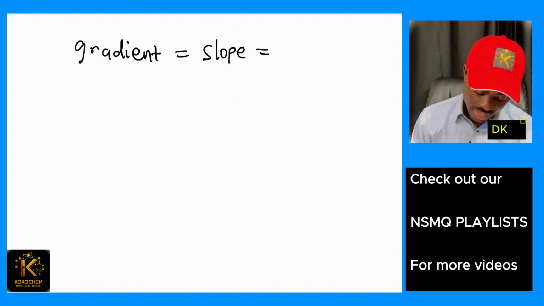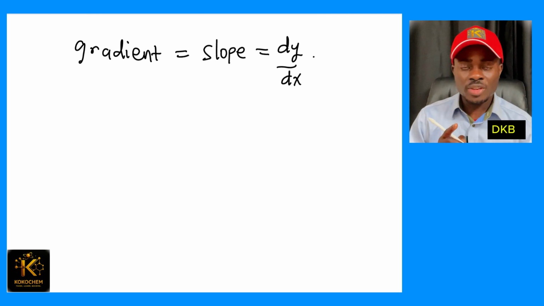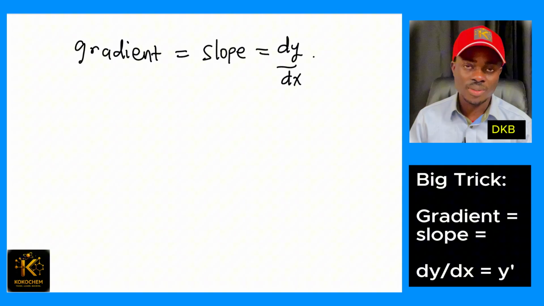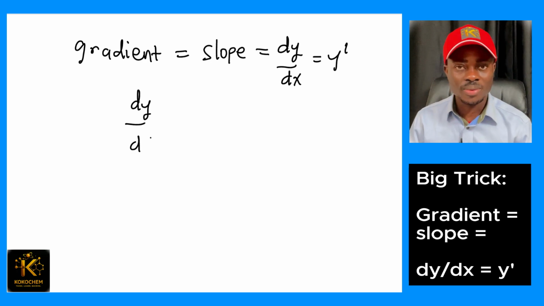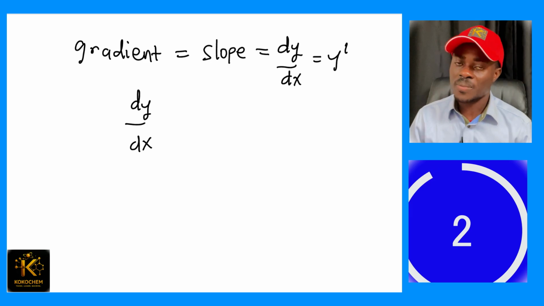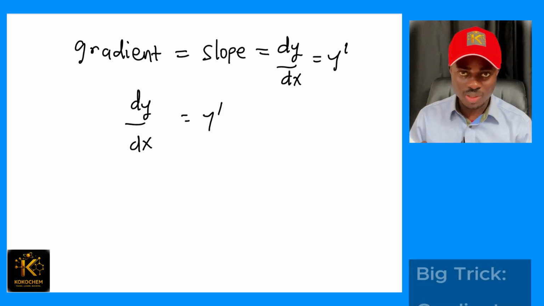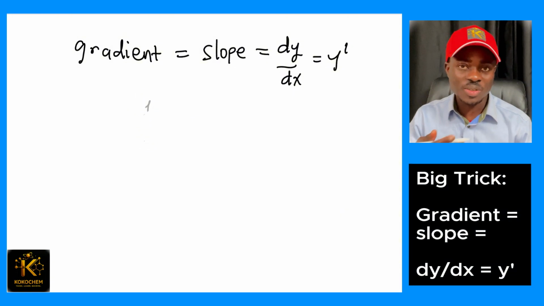Gradient is slope, and we differentiate y with respect to x, which we write as dy/dx. For the purpose of this video, instead of writing dy/dx, I will write y prime, because writing dy over dx every time takes a lot of time. So whenever you see y prime, it means dy/dx.